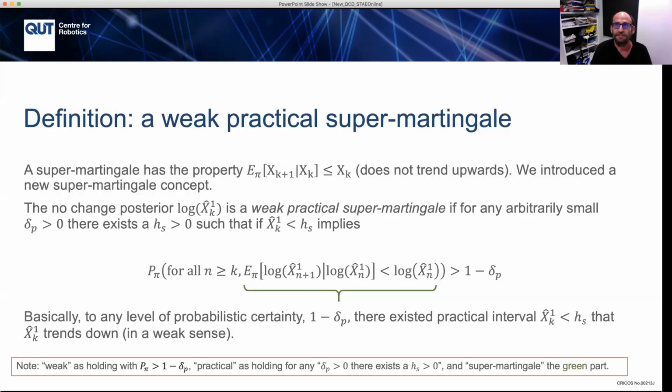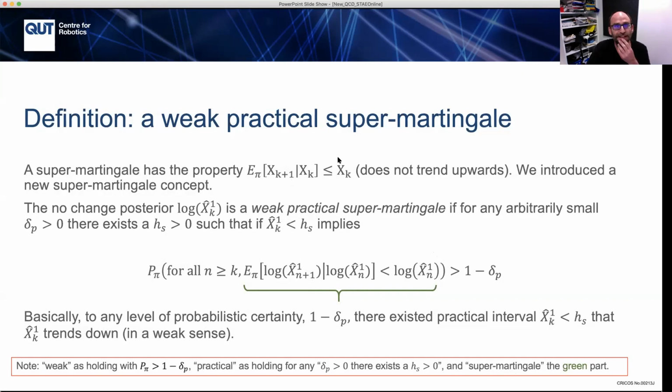We were able to establish some theory and analysis and describe this. We had to invent some new definitions, some new concepts. And this is where I'm thankful to have learned some things from Dragan. So we proposed this thing called a weak practical supermartingale. I'll explain all these words and why we chose them. The martingale is this, the supermartingale is this green bit.